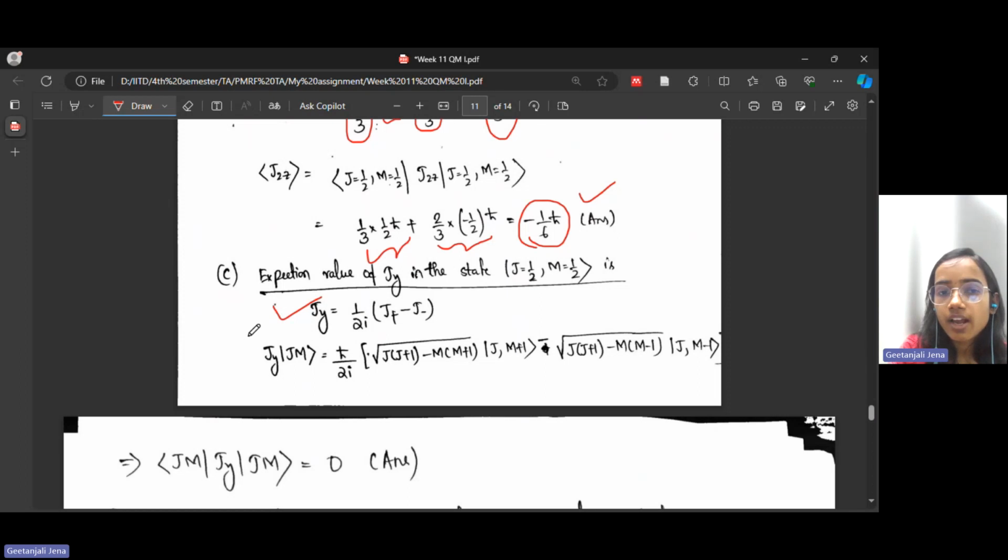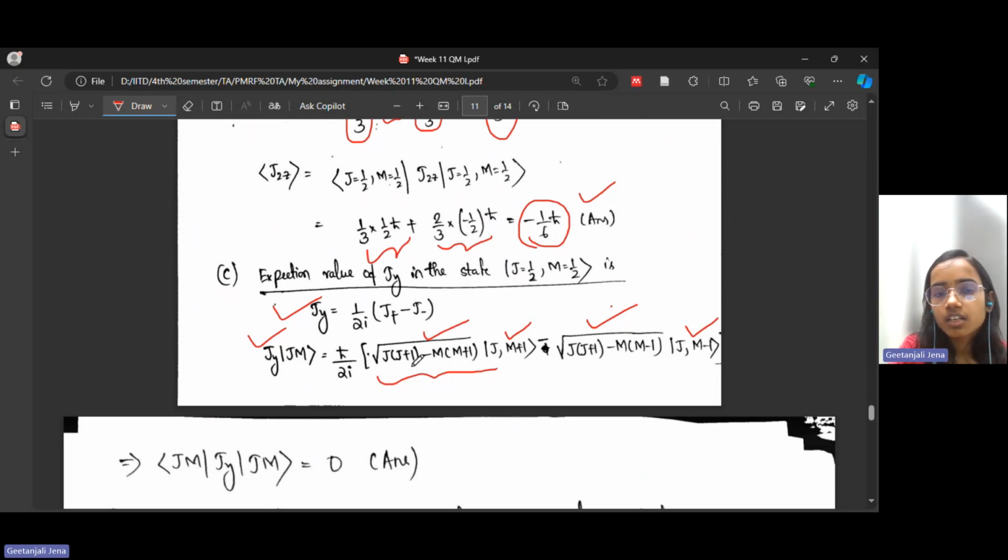And when J plus or J minus acts on JM, you will get root over of J into J plus 1 minus M into M plus 1. For J plus, M is raised to M plus 1, and for J minus it is lowered to M minus 1. These are the coefficients we will get, which for J minus is root over of J into J plus 1 minus M into M minus 1, and for J plus root over of J into J plus 1 minus M into M plus 1. So these are the coefficients we will get.